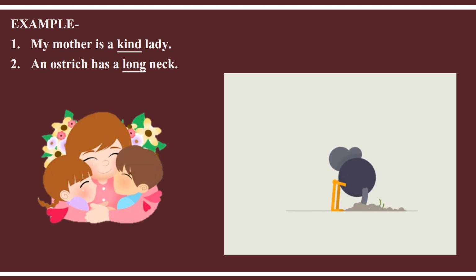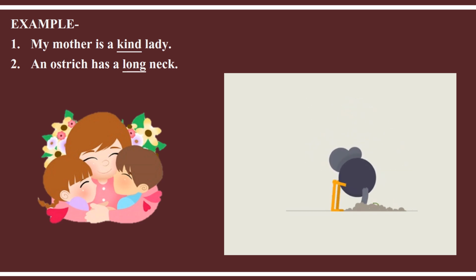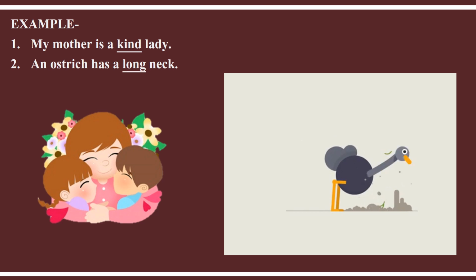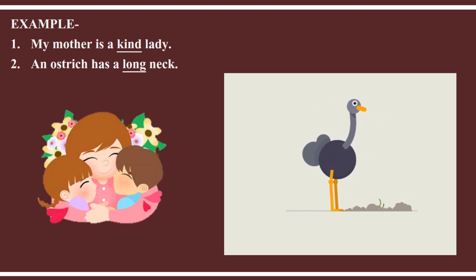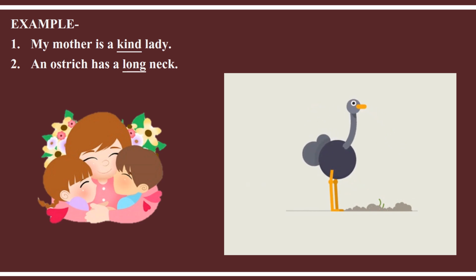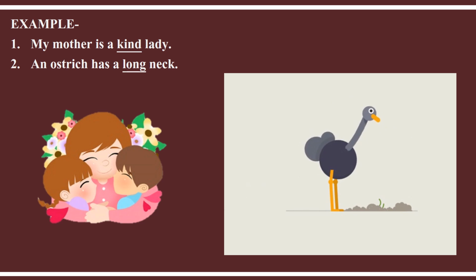Example: my mother is a kind lady. An ostrich has a long neck. The words kind and long are the examples of adjective, as they tell us more about the nouns lady and neck. Adjectives are generally placed before nouns, but sometimes they are also placed after nouns.